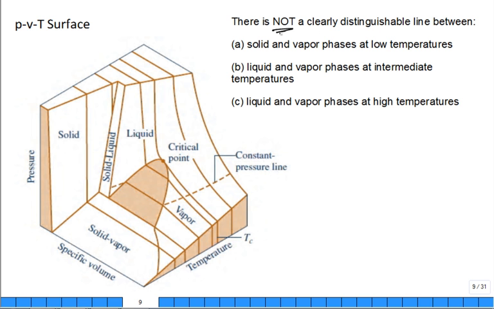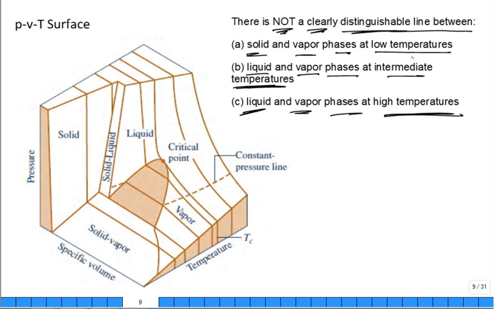There is not a clearly distinguishable line between the solid and vapor phases at low temperatures, liquid and vapor phases at intermediate temperatures, or liquid and vapor phases at high temperatures. Do we have enough time or you need more?